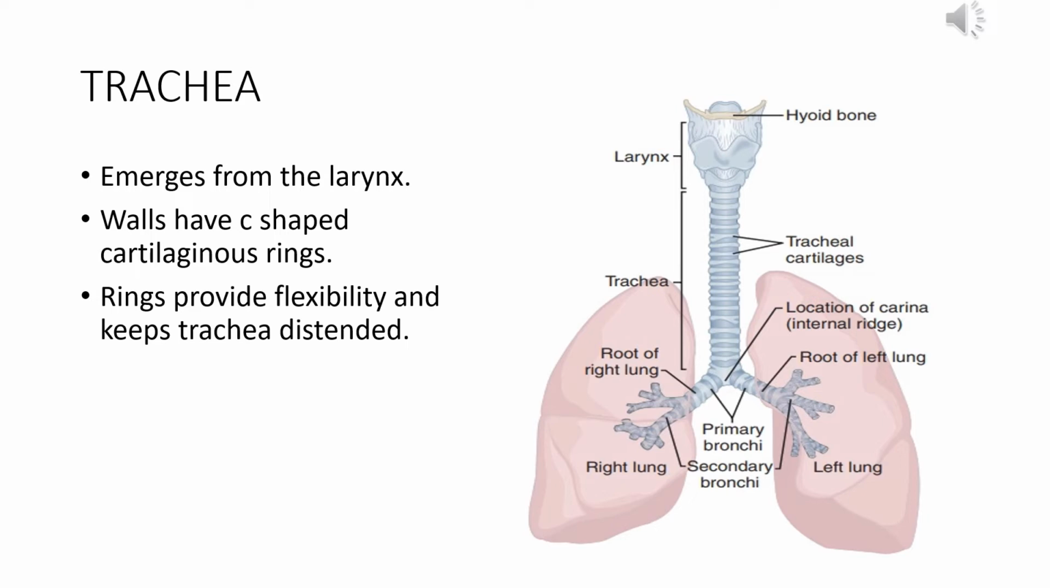Since the air always flows in and out through the trachea continuously, the walls of the trachea need to be very flexible, very strong and supported. So it is protected by C-shaped cartilaginous rings so that the walls are always distended and never collapse. The C-shaped rings provide flexibility and keep the tracheal tube distended.